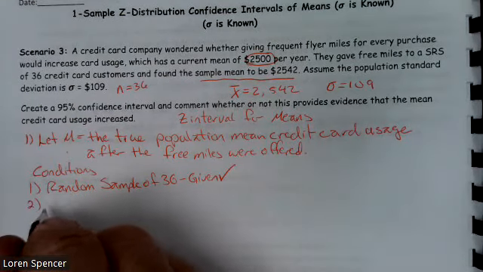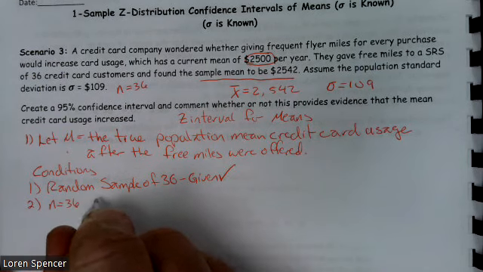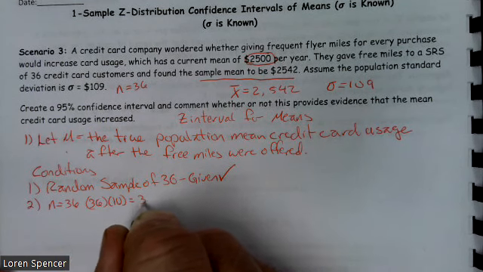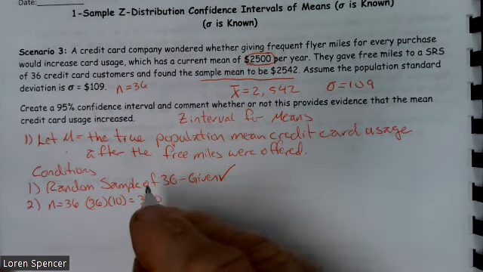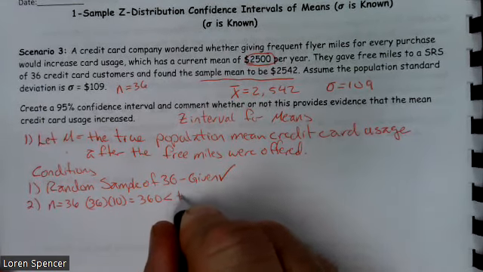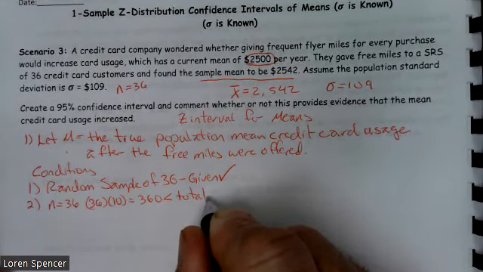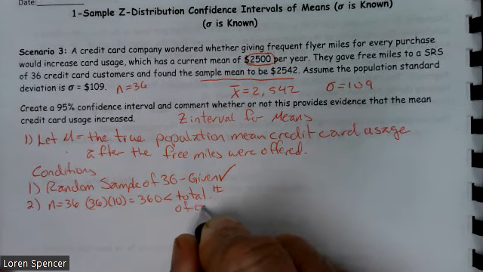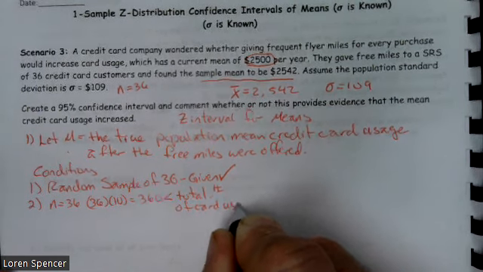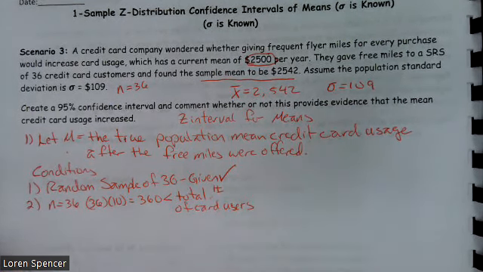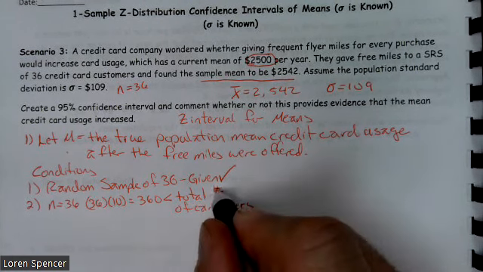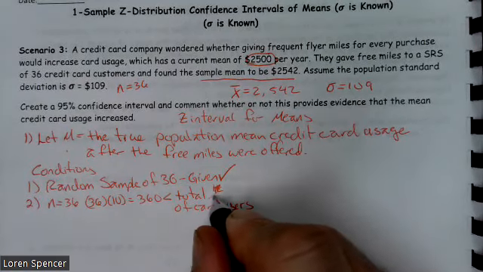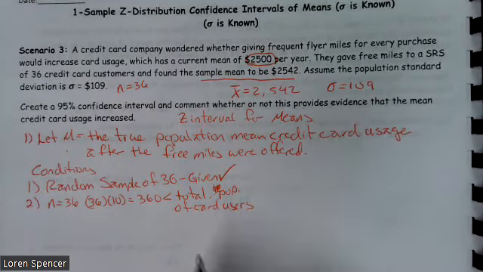So our sample size was 36. So N equals 36. So we're going to multiply by 10. So 36 times 10 equals 360. And we're going to believe that that 360 is less than the total number of card users, because I'm sure that there are more than 360 credit card users. All right, so less than the total population of card users. All right, so probably should have used population here. So let's do that. Total pop of card users.